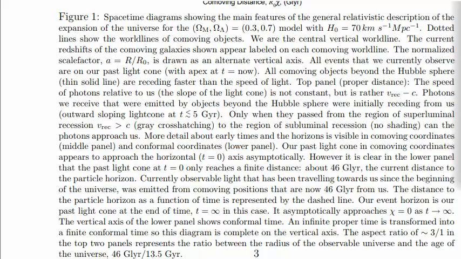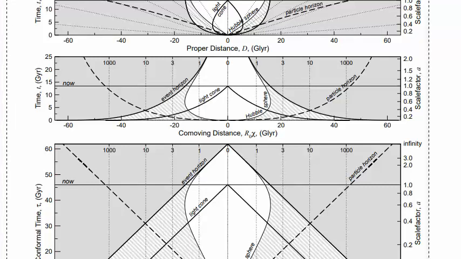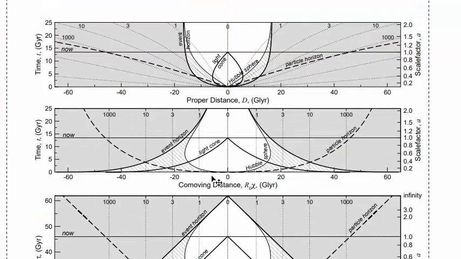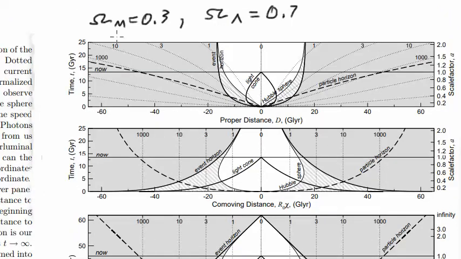Now here's the caption for their diagram. It's pretty long, and here's the diagram itself. I'm going to try to run through some of this and see if I can read the caption while pointing at the diagram, and see if we can understand it as well as the caption presents it at least. So we have a figure 1A, 1B, and 1C, and it says: Figure 1, space-time diagram showing the main features of the general relativistic description of the expansion of the universe for the omega m equals 0.3 and omega lambda equals 0.7 model, with Hubble's constant being 70 kilometers per second per megaparsec.